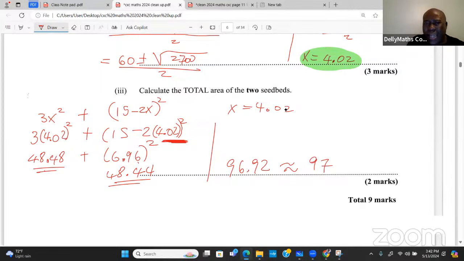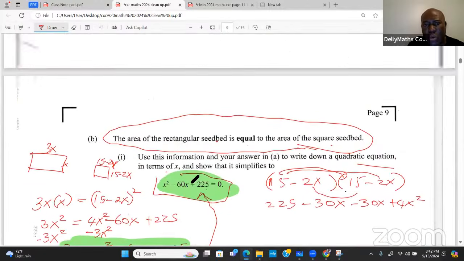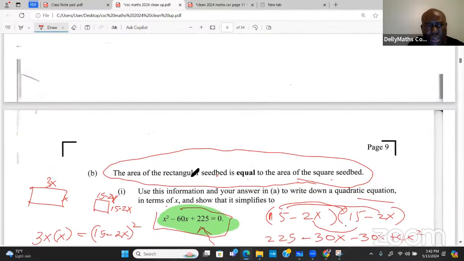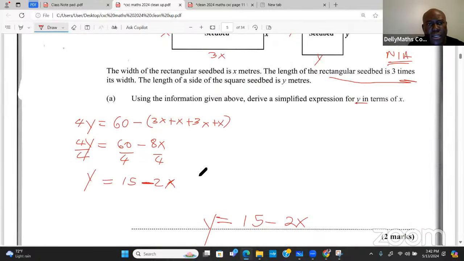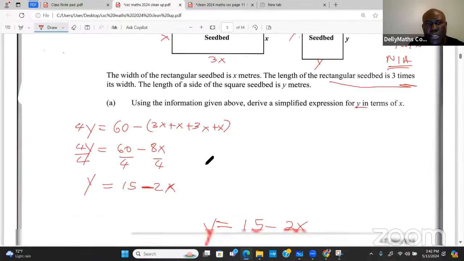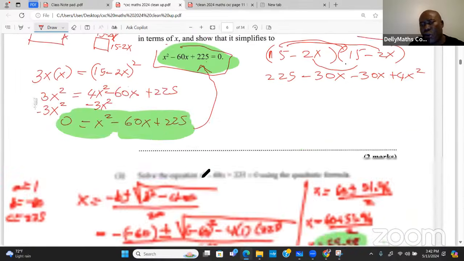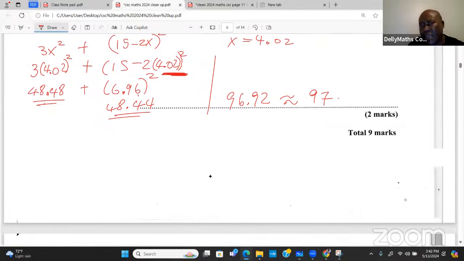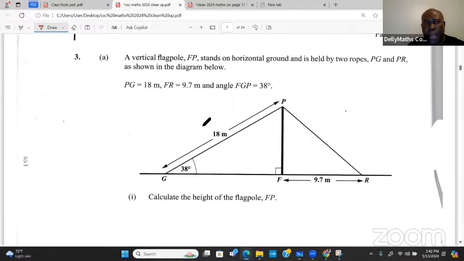So we're looking at about 97 units square right there, depending on whatever units were used in the question. Let me look if it was meters. Yeah, it was meters. So we could round it off to 97 square meters right there. So that's the area. All right, let us take a look at question 3 right here.